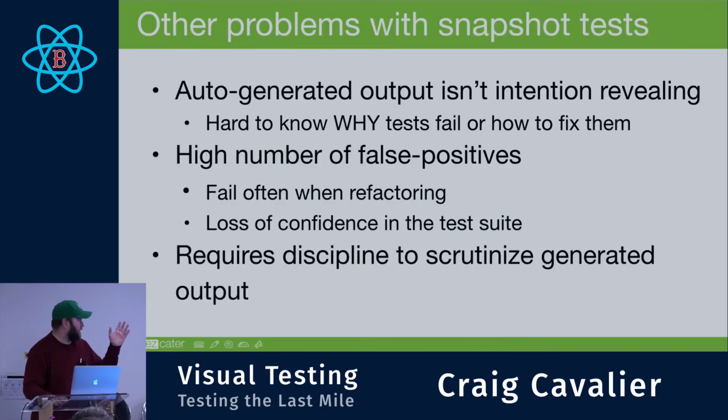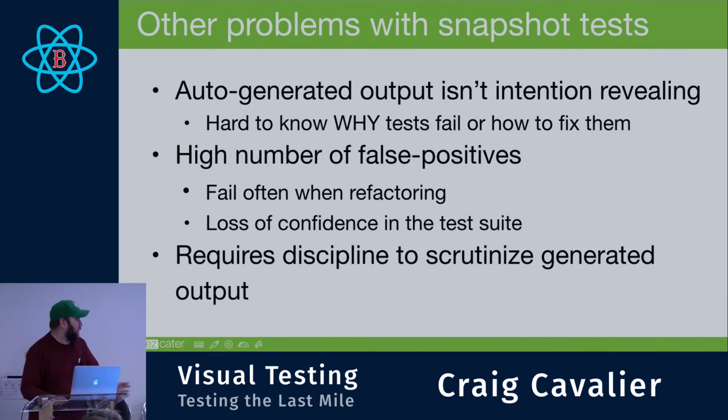We started bumping into a bunch of other problems with our snapshot tests. We mentioned that auto-generated output isn't particularly intention revealing. It's hard to figure out why tests have failed or how to fix them. We also ended up with a high number of false positives, so tests failing when we are trying to refactor our code. And when we're refactoring, that's where we want our tests to be the most reliable. And yet this was when DOM snapshots were the most brittle.